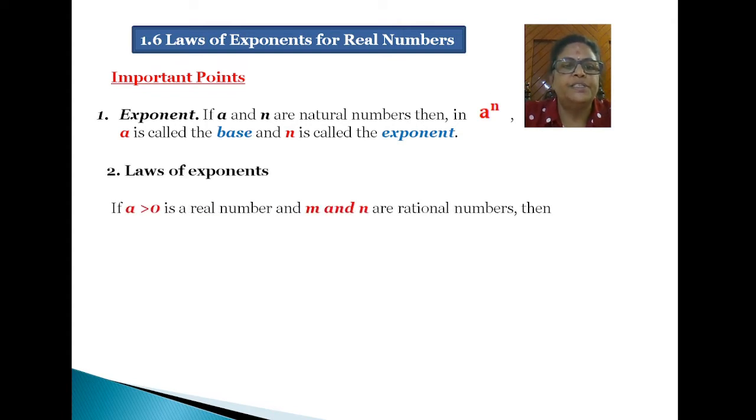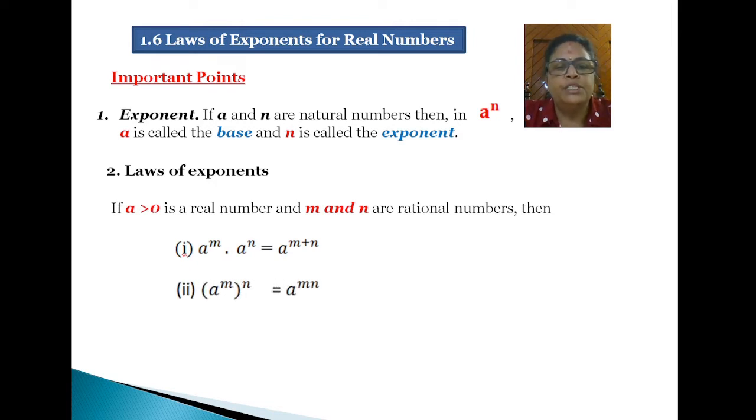Laws of exponents. If a greater than 0 is a real number and m and n are rational numbers, then a raised to m into a raised to n is a raised to m plus n. A raised to m, the whole raised to n is a raised to m into n. A raised to m divided by a raised to n is a raised to m minus n.